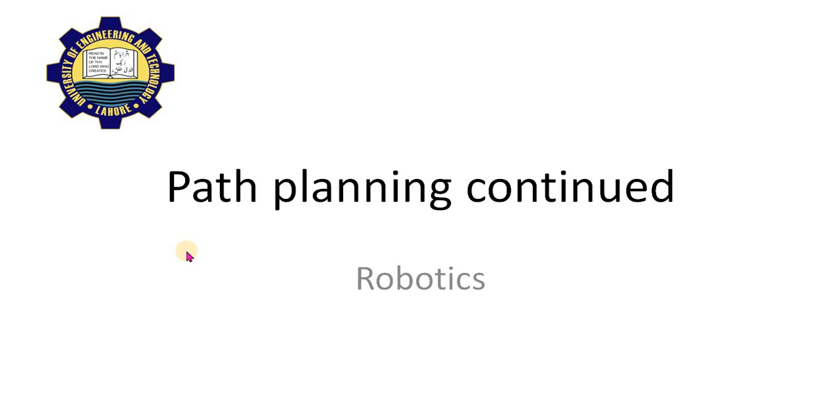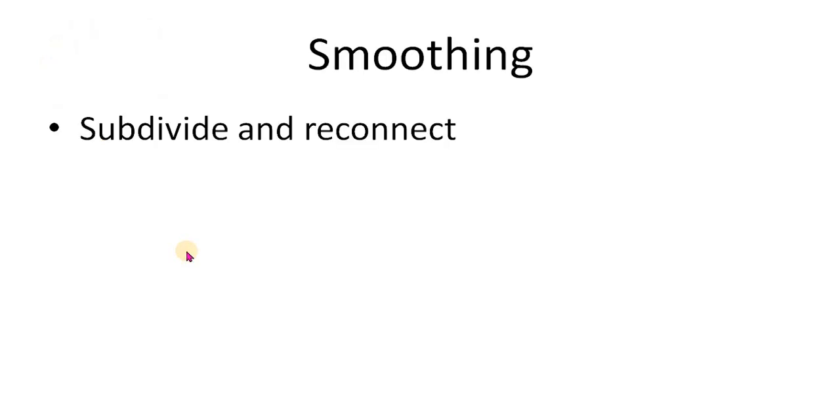In previous lectures, we have studied different techniques for path planning. We have seen that there are different types of algorithms and each algorithm has their own plus and minus points. So, in this lecture, we shall continue to discuss some more topics related to path planning. So the first thing is path smoothing.